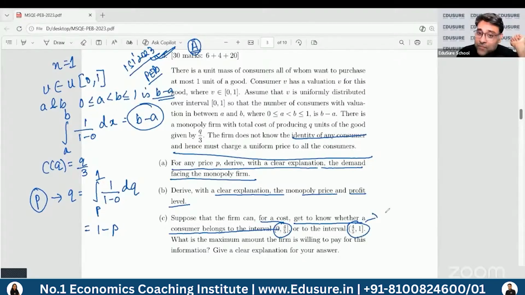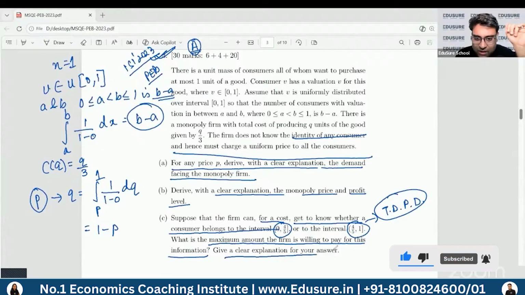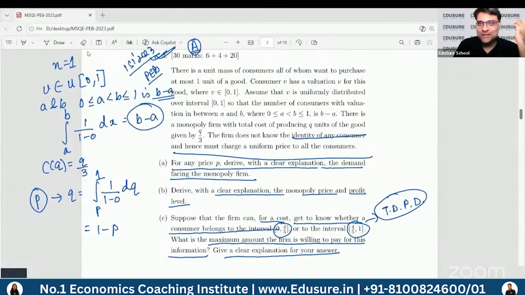So he can price discriminate basically. This is third degree price discrimination. Two different markets being charged two different prices. What is the maximum amount the firm is willing to pay for this information? Give a clear explanation of your answer. Make an attempt. Come on, do it. All parts, make an attempt. Do it. Okay, so let's get started with this particular question.